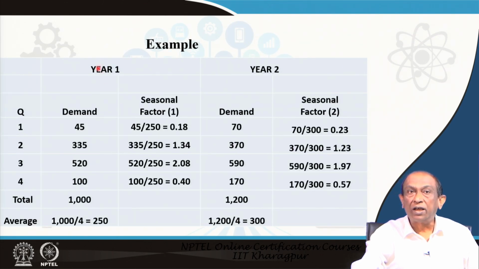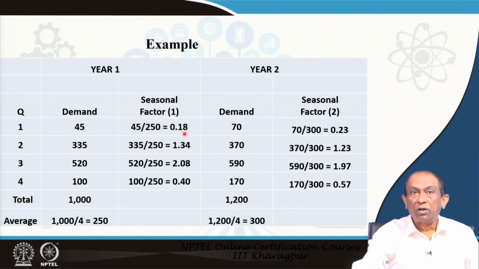So, this is the first year. There are 4 quarters. There is a peak in the third quarter, 520, and a trough in the first quarter. The sum of the demands for the 4 quarters is 1000. So, average quarterly demand comes out to be 1000 by 4, that is 250.